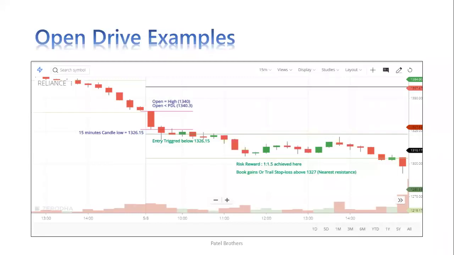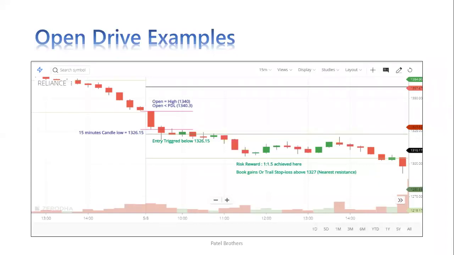Can we safely take the entry at the close of the second 15 minutes candle? No. In this setup, we have to enter just below the low or above the high of the 15 minutes candle. Any scanner for this open drive will be provided. Does it work well for crude? No, crude we have not tried.